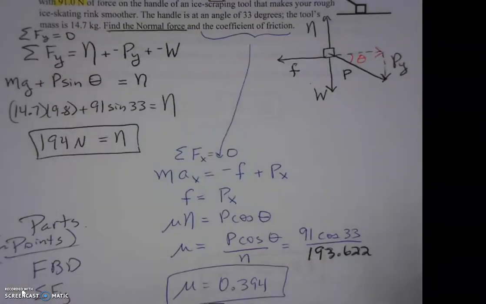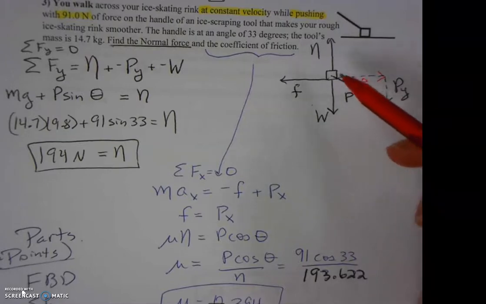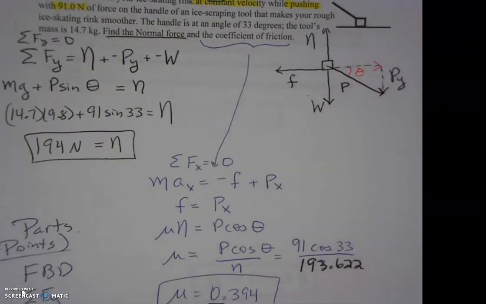You cannot say in a situation like this that the normal is equal and opposite to the weight. You have three vertical forces or force components. You have something acting at an angle. Those things are going to tell you the normal is not mg.